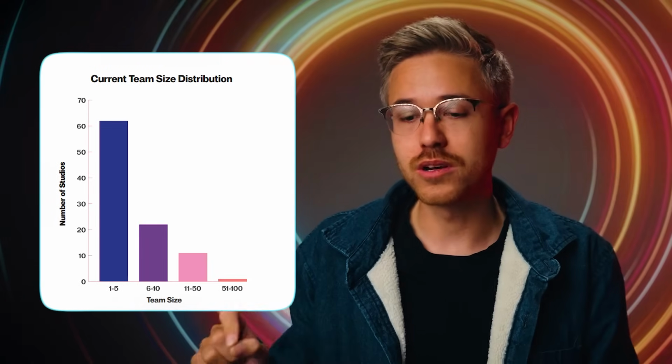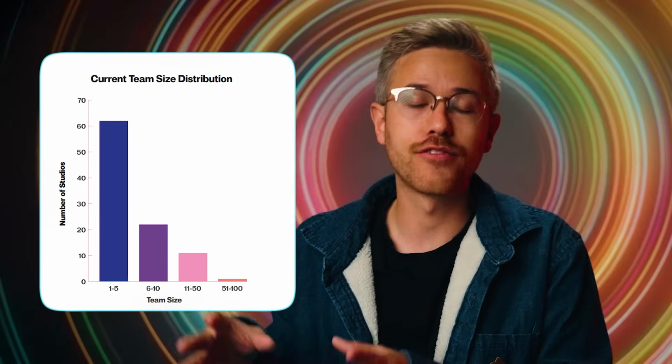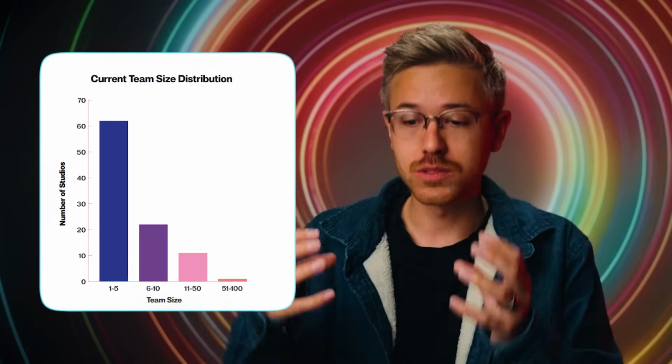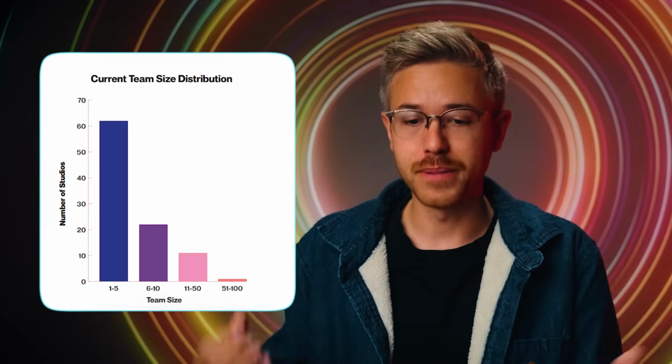So from that report, there are 65 studios that have popped up specifically focused on AI filmmaking, and 70% of those studios are bootstrapped and have 5 or fewer people. So smaller productions that are working on bigger projects.